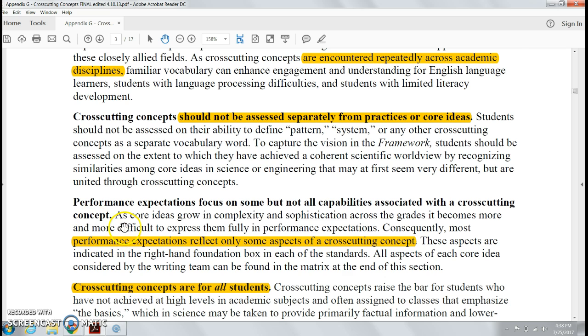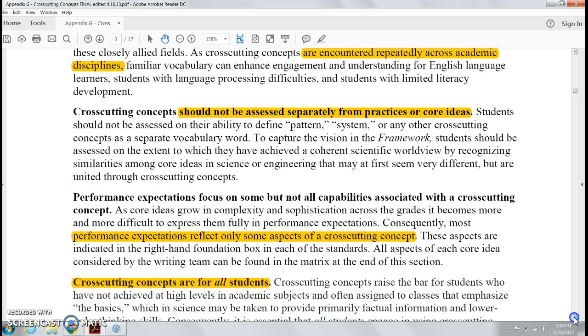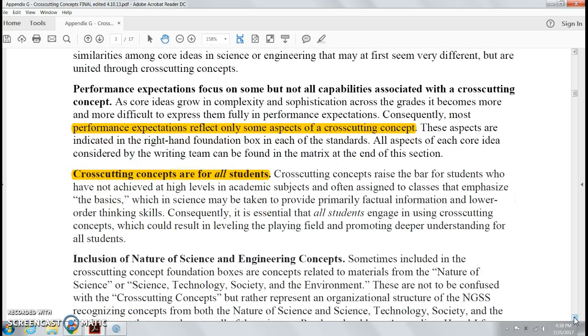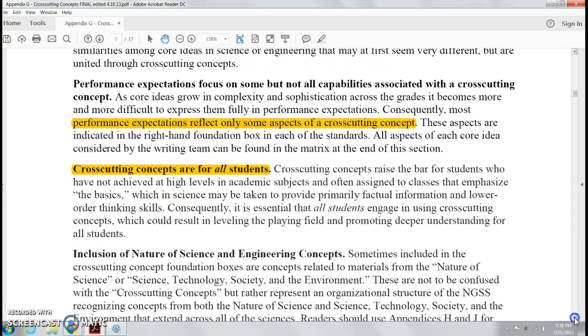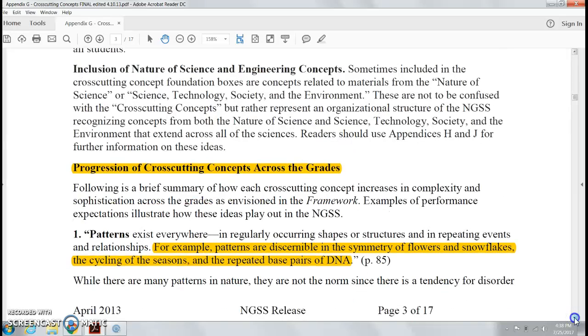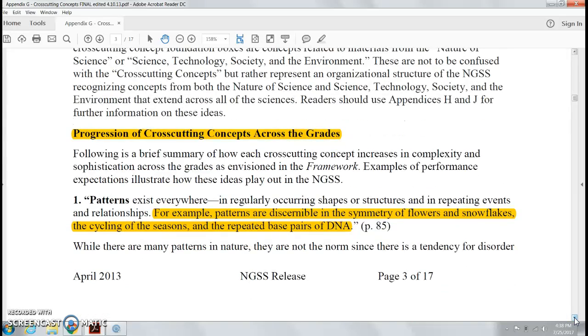So all of our performance expectations reflect on some aspect of the cross-cutting concept, like I addressed, and it's for all students. So really, cross-cutting concepts raise the bar for students who do not have high levels of academic achievement in a particular subject, but they're still able to use these cross-cutting concepts to build those skills to achieve at a higher level.